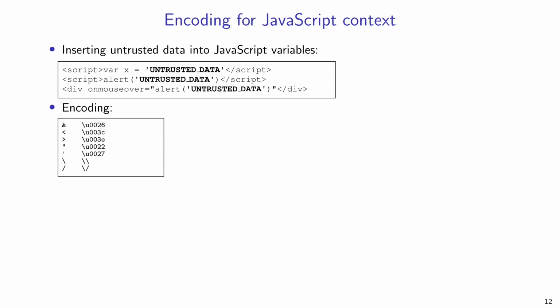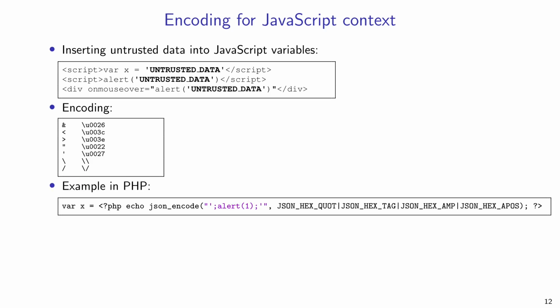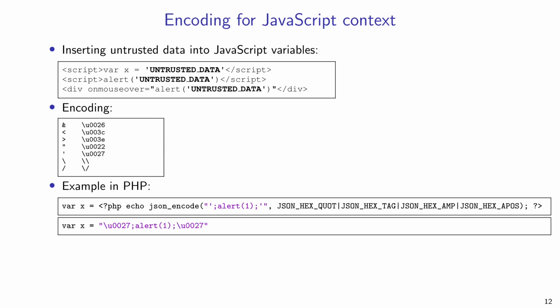The data that we place here must be encoded by replacing these characters with these character sequences. Here's an example in PHP. So in PHP, we can use the JSON encode function with these parameters. It will perform this encoding. Here you can see the output of this code.